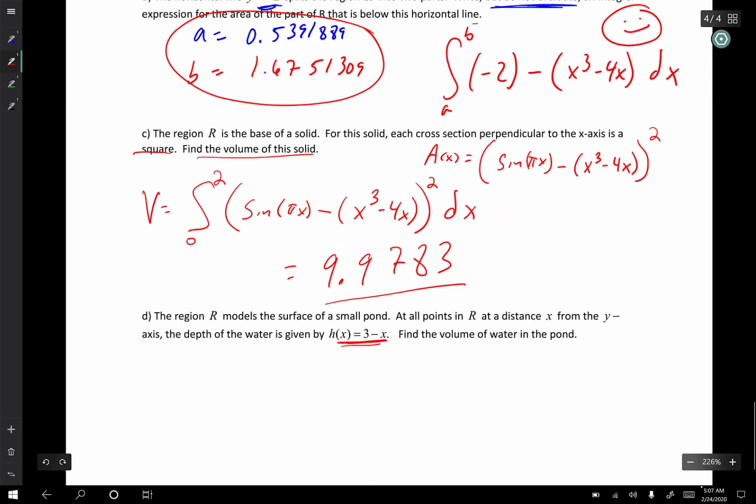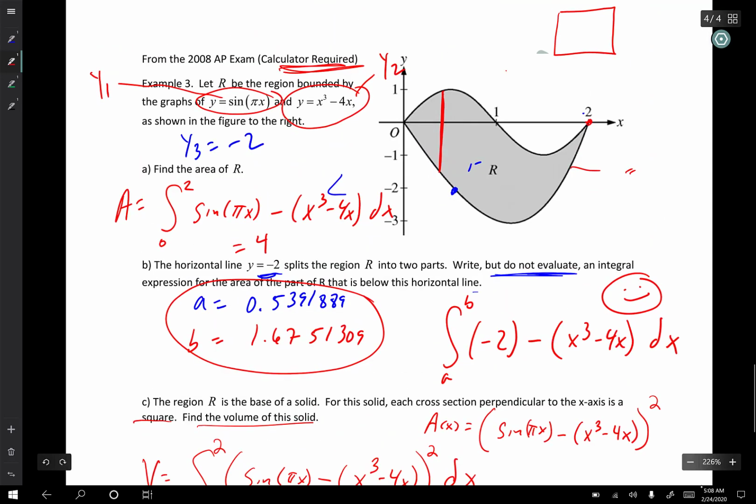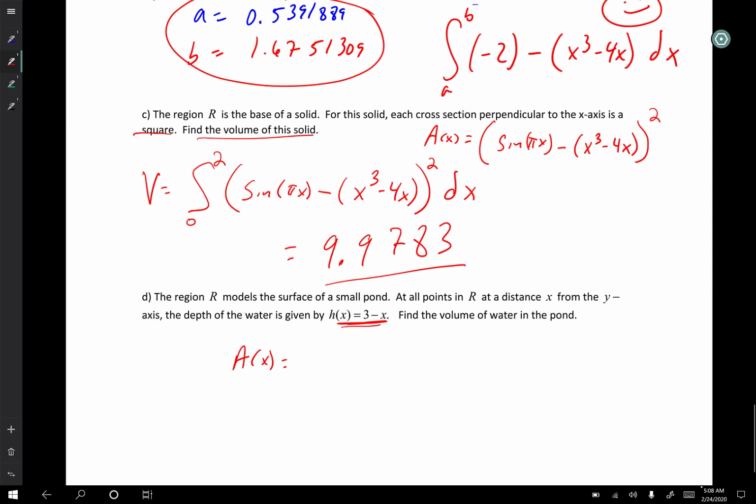So my cross section is going to be, let me read it again just in case. The region R models the surface of a small pond. At all points in R, at distance x from the y-axis, the depth of the water is given by h of x equals 3 minus x. Okay, yeah, I got it now. So this cross section, length times width times height, whatever it is. It's something times something gives you area. So this is going to be a rectangle. So here it is. This part in red is that distance there, and then I'm multiplying by the height. I'll explain it more in person, guys, since I know in video it's kind of hard.